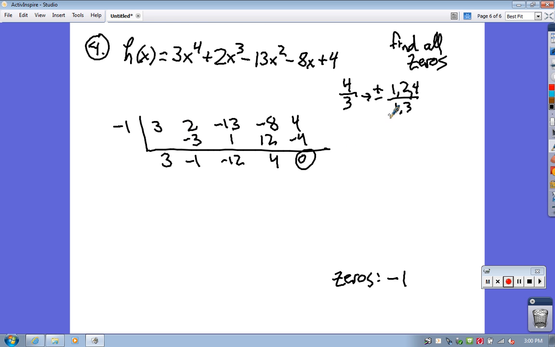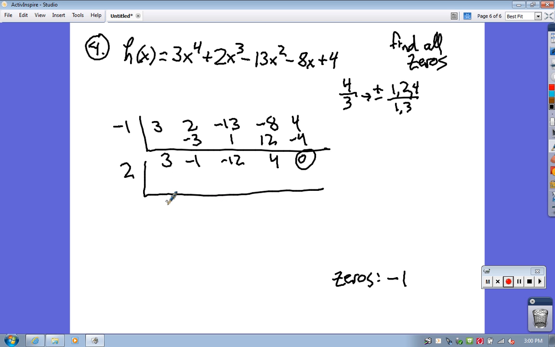I'm looking at my graphing calculator. It looks like positive 2 might be one, and that's a possibility that's on here as well, 2 over 1. So let me see if I can get that to work. So there's my 2, and I'll start doing my work.